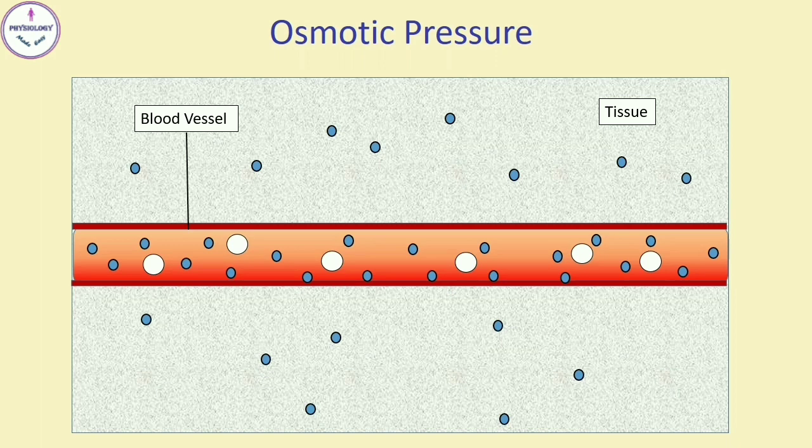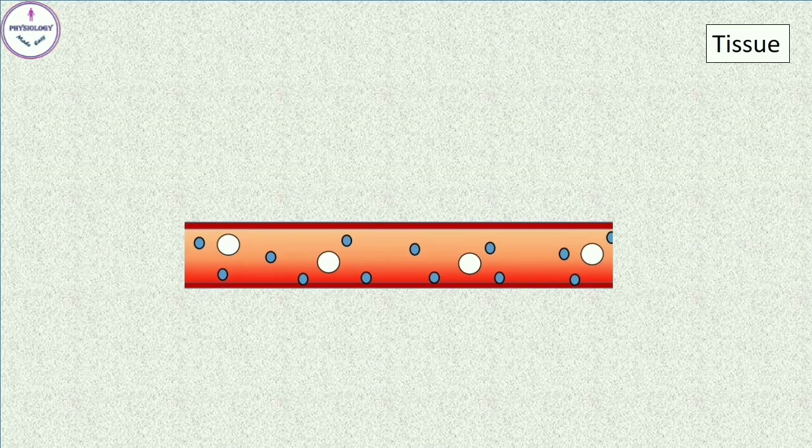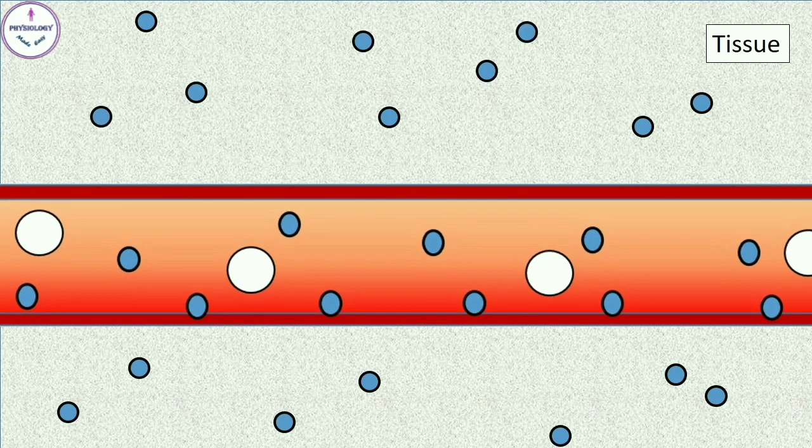For our convenience, no blood cells are shown in the vessel. The white circles represent the proteins present in the plasma, especially albumin, and blue dots represent the water molecules. Let's see the role of albumin in blood. Albumin exerts osmotic pressure in the blood. Because of this pressure, it carries out two kinds of functions.